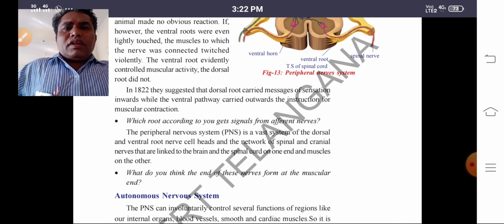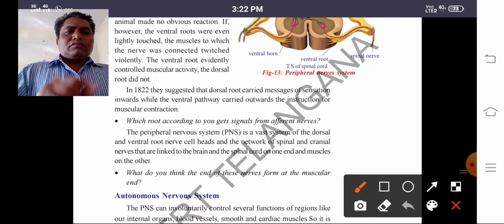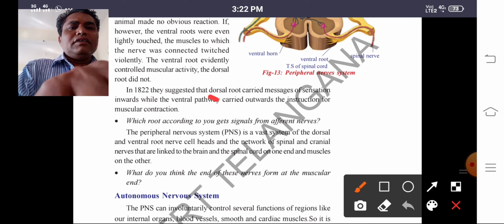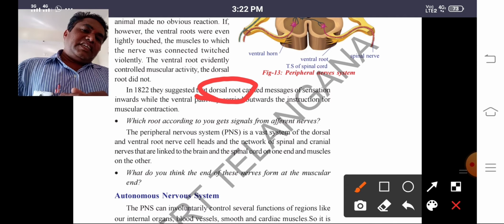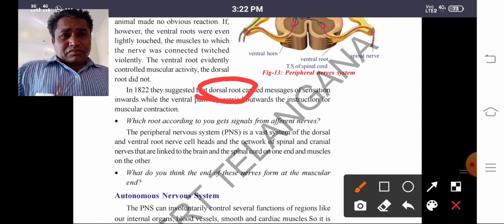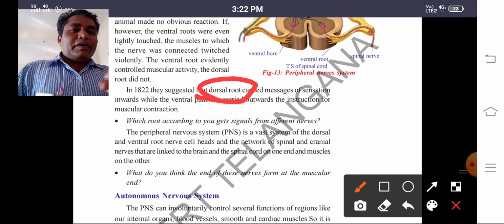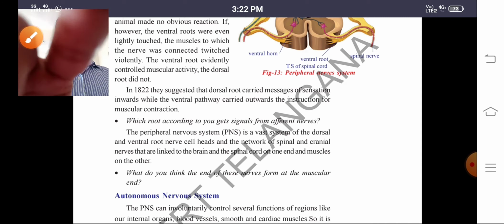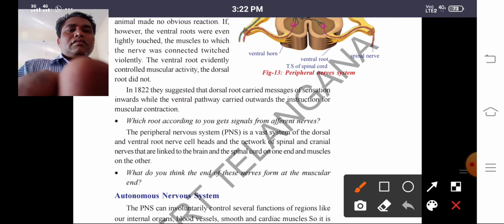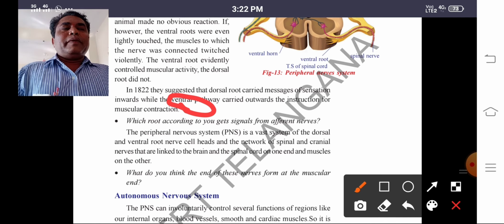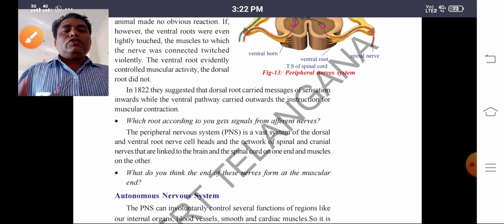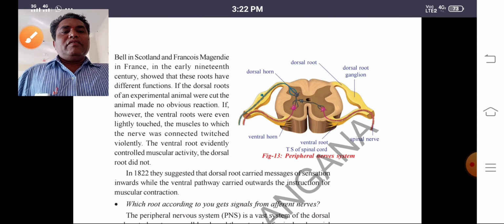So the dorsal roots are responsible for sensory activities, and they collect the information and bring it in, whereas the ventral roots carry outward, meaning they send information from the spinal cord to body parts. So one thing you have to keep in your mind when we see this picture.